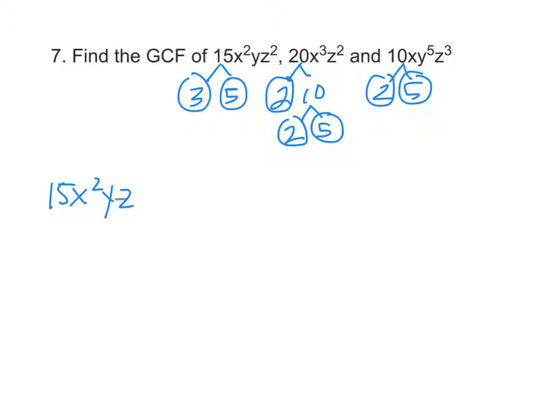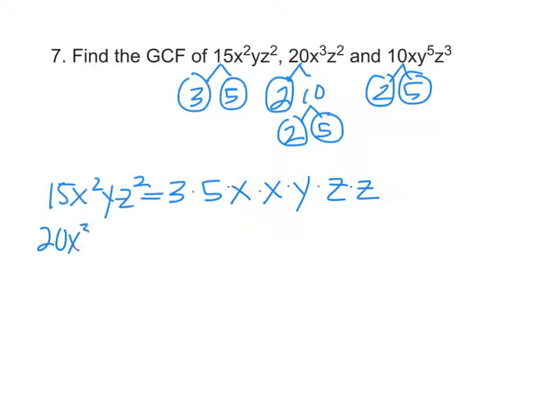So we're going to take the prime factors we just found, the numbers, put them in numerical order, but now we have to take this x squared. X squared is the same thing as x times x. And then y, that's just y to the first, so we only write it once, and then z squared, which is z times z. Do the same thing for 20x cubed z squared.